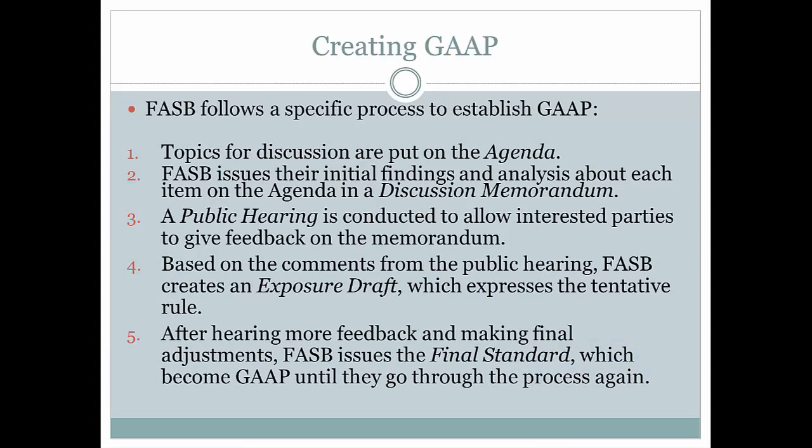So again, here's our set of specific rules, or the specific process that FASB goes through. But I think it'll be better if we use a picture. Hopefully you're not getting too tired of my artistic attempts. Basically we start off with FASB deciding that something needs to be talked about. When that happens, they put it on their agenda, and they always have several items on their agenda that they're working on. Once they put it into their agenda, they create what they call a discussion memorandum.